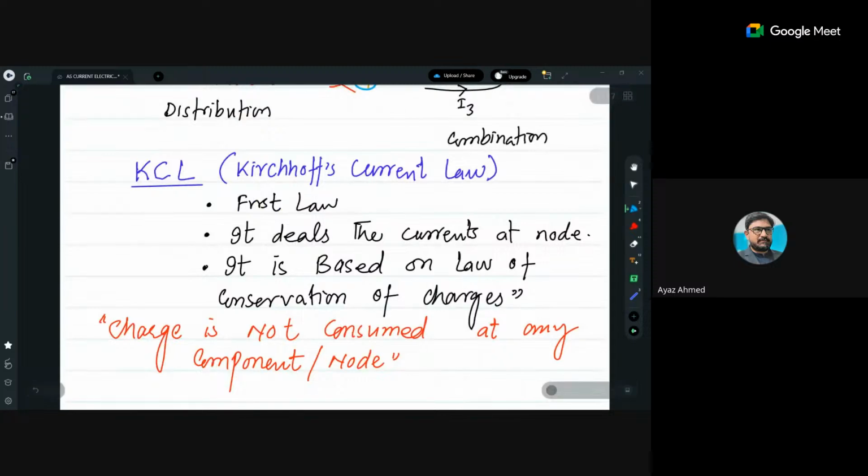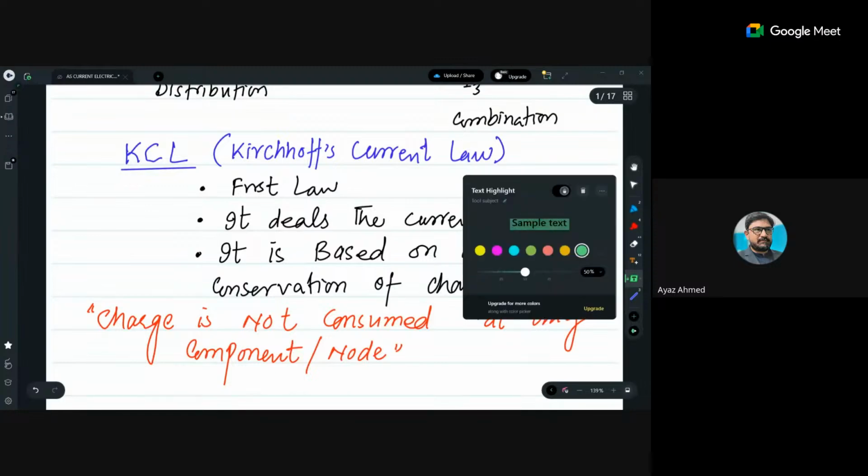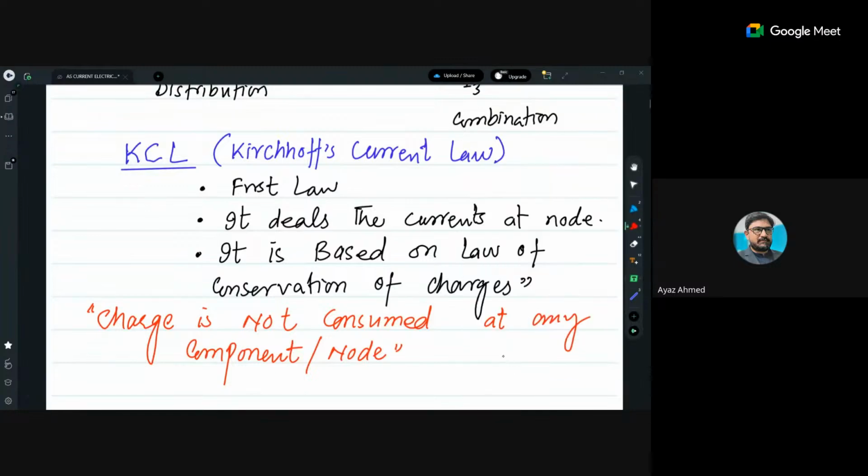So Kirchhoff has two laws. Law number one is stated as Kirchhoff's current law, KCL, or Kirchhoff's first law. It is Kirchhoff's first law, right? Most of the time, you will not get its name as Kirchhoff's current law. You will have its name as Kirchhoff's first law.